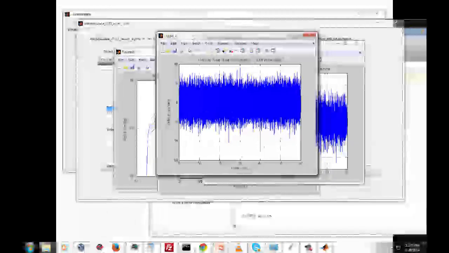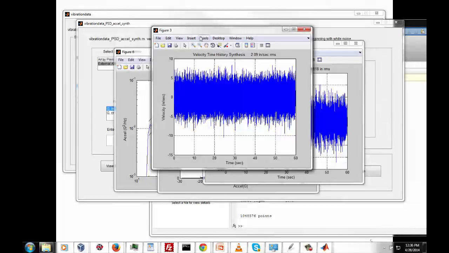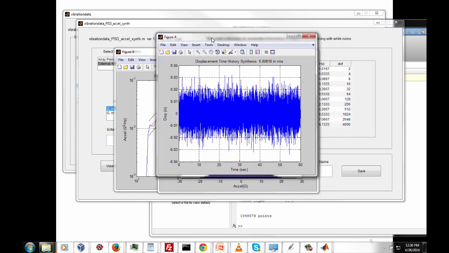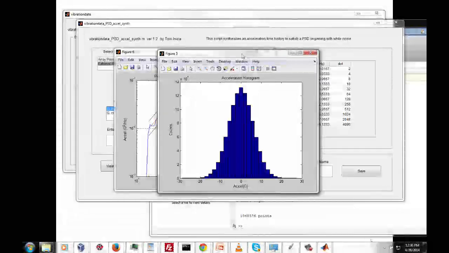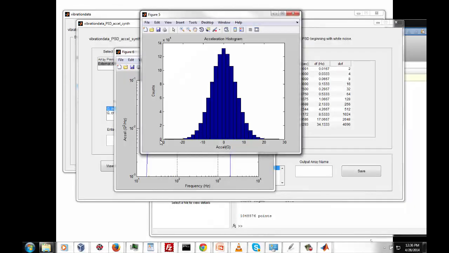Now, step 3 here is figure 3 is our corresponding velocity time history with a mean value of 0. And then we have the corresponding displacement time history, also with a mean value of 0. Now this is the acceleration histogram, and it has a nice bell-shaped curve, or you might say Gaussian distribution or normal distribution. So that's all very well and good.